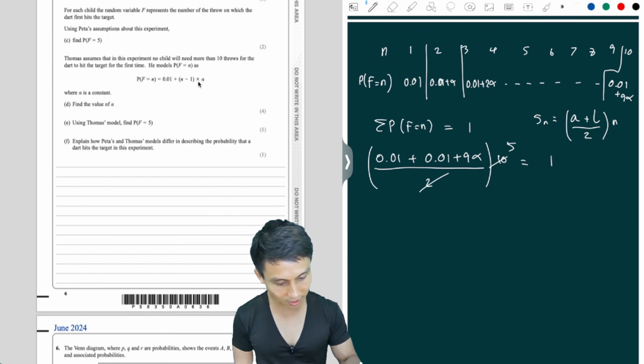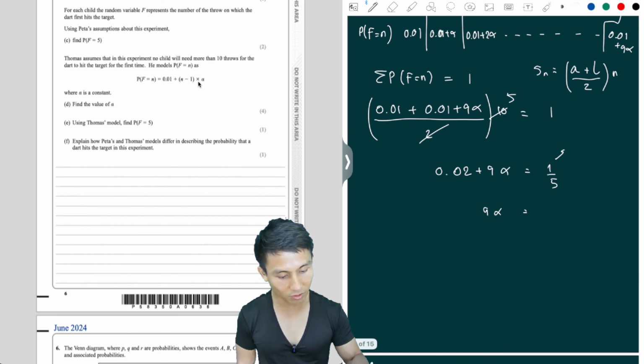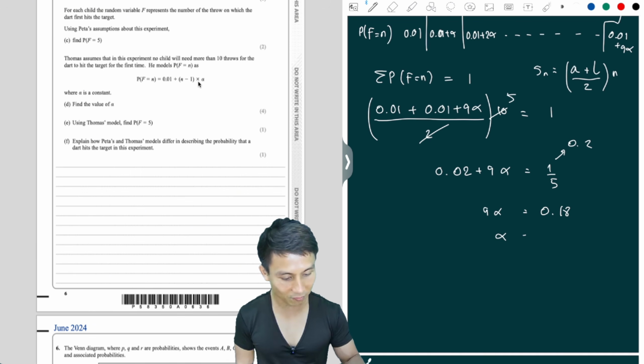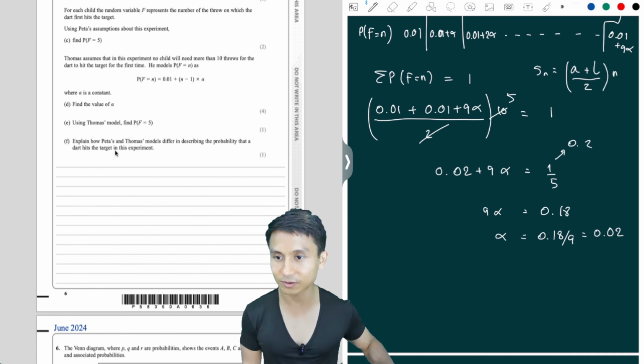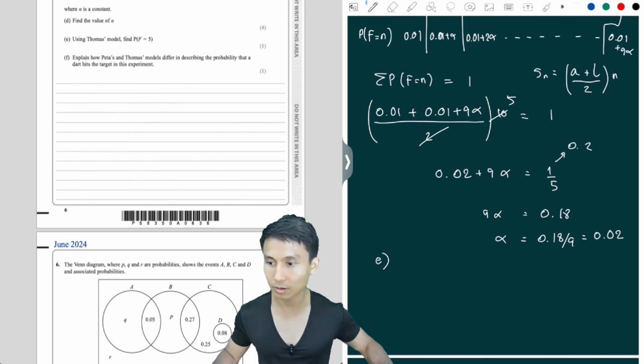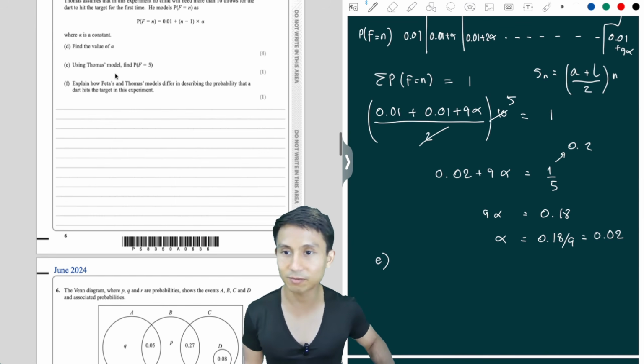So on the left side, we have 0.02 plus 9 alpha equals 5 dividing into 1, so we get 1 over 5. 9 alpha will be equal to, well, 1 over 5 is 0.2, so 0.2 minus 0.02 is 0.18. And alpha is just 0.18 divided by 9, which is 0.02. And that's alpha there. Okay, in part D. Part E, using Thomas's model, find P(F = 5).